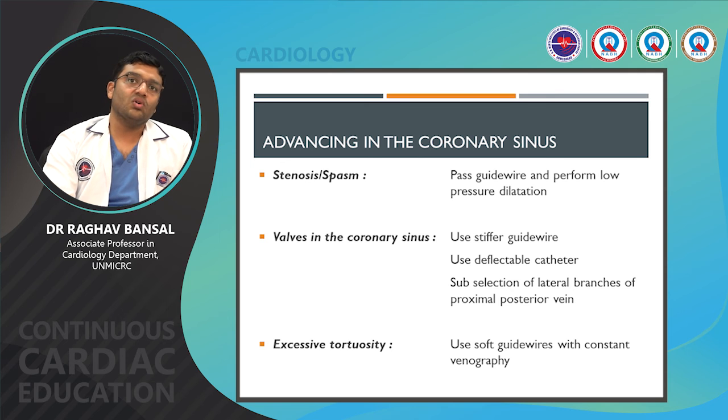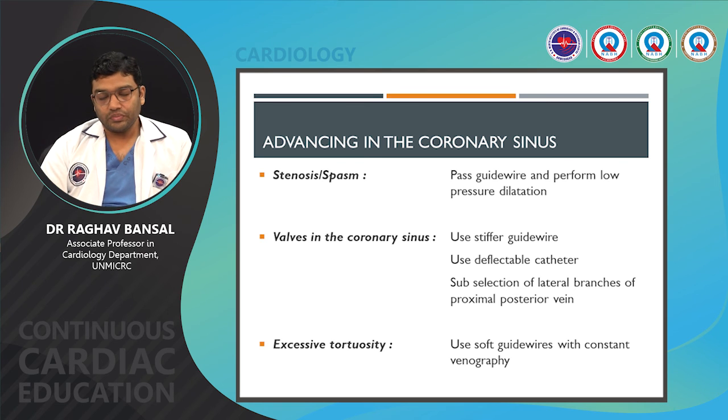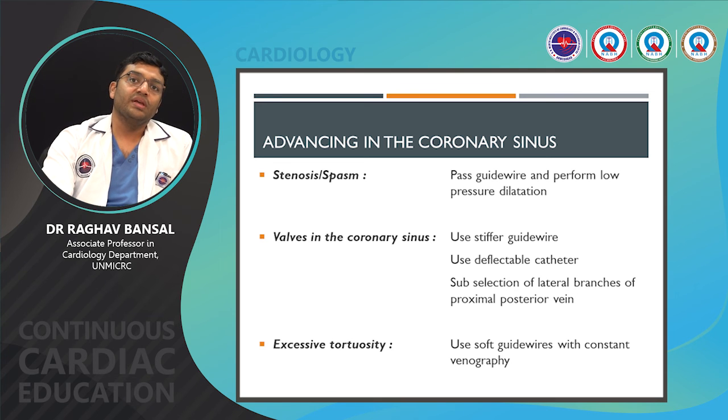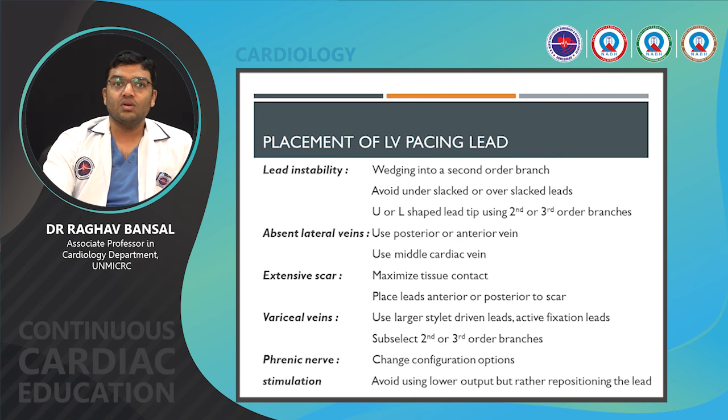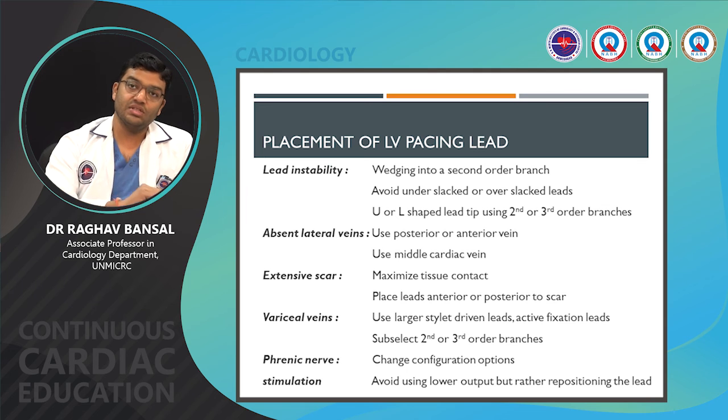There can be valves inside the coronary sinus, which we have already discussed. You can use a stiffer guide wire or a deflectable catheter so that you get more support to implant the CS sheath. When we are talking about the lateral vein branches, we can use a subselector to get more support. If there is excessive tortuosity, we can use a soft guide wire to negotiate through that tortuosity. Once you are through, for support, you can use a vein selector to pass through that tortuosity.